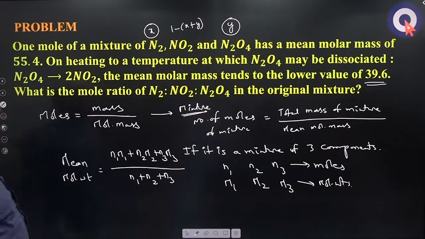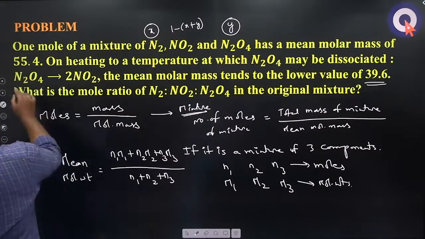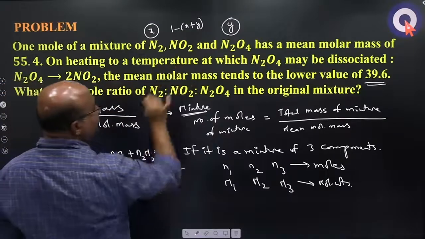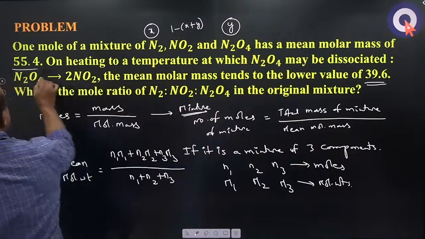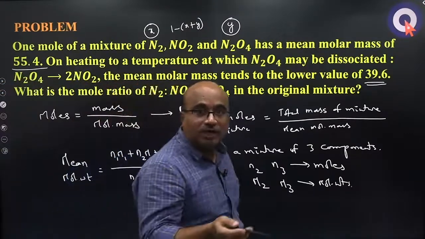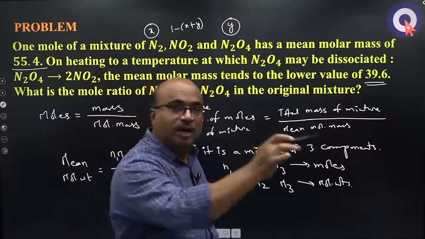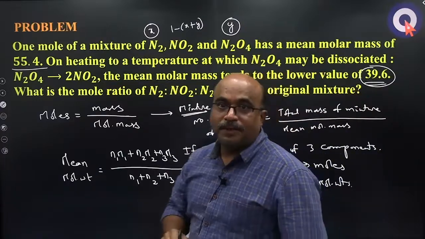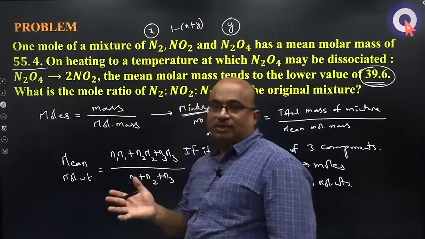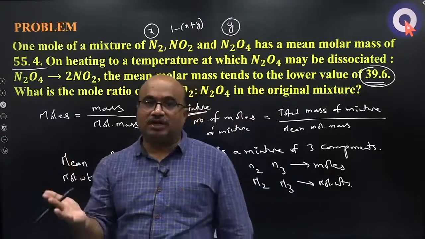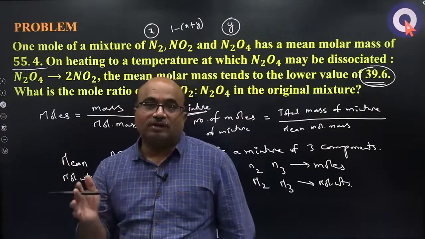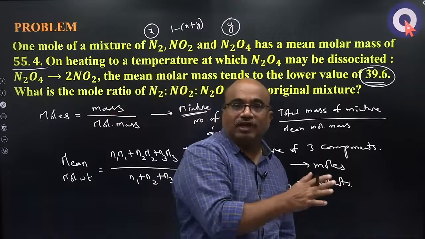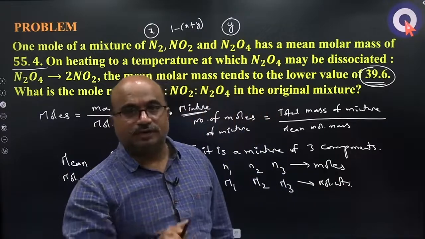So let us take the relation now. As we are saying, N2O4 is converted into NO2, so what will happen? Initially the mean molecular mass is given as 55.4. After the dissociation, where N2O4 is completely converted into NO2, the mean molecular mass becomes 39.6. Clear? The weight remains the same, but the total number of moles increases, because N2O4 is giving NO2, let us say 1 mole is giving 2 moles.